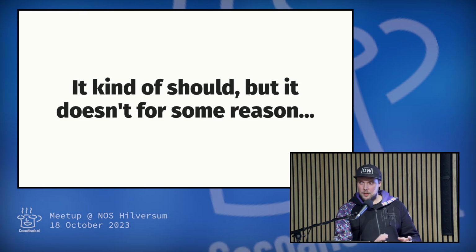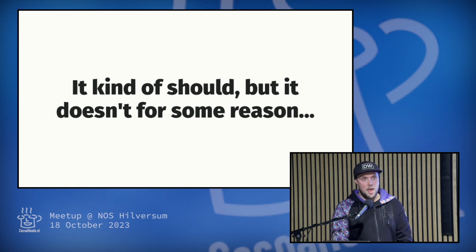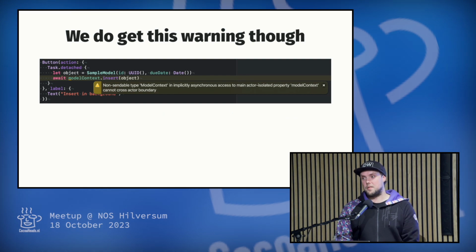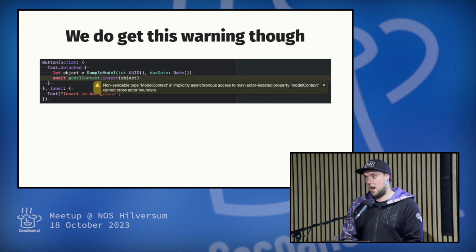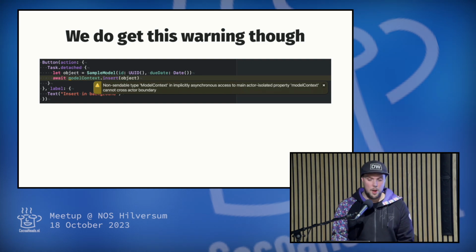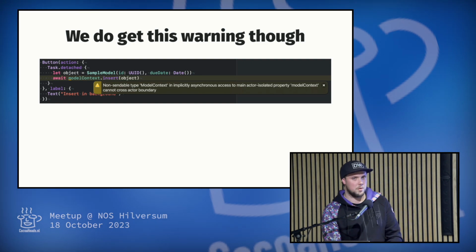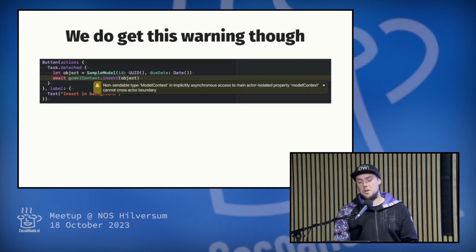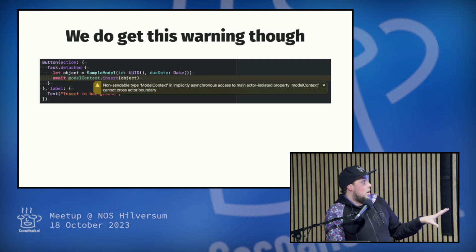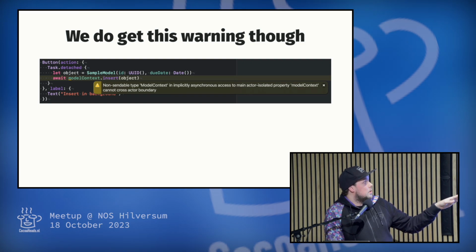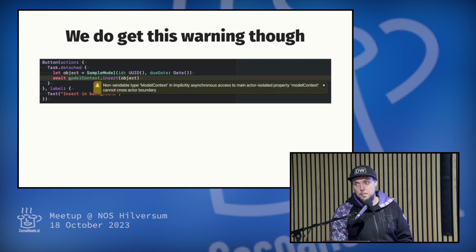So SwiftData does something here. It very helpfully gives us a compile time warning. So it tells us you shouldn't be doing this, where I'm like, please make this an error if I shouldn't be doing this. But all of the Sendable stuff with concurrency, in my opinion, could use a few more errors rather than warnings. It's actually telling us it's not safe because non-Sendable type ModelContext and implicitly asynchronous access to main actor isolated property modelContext cannot cross actor boundary.